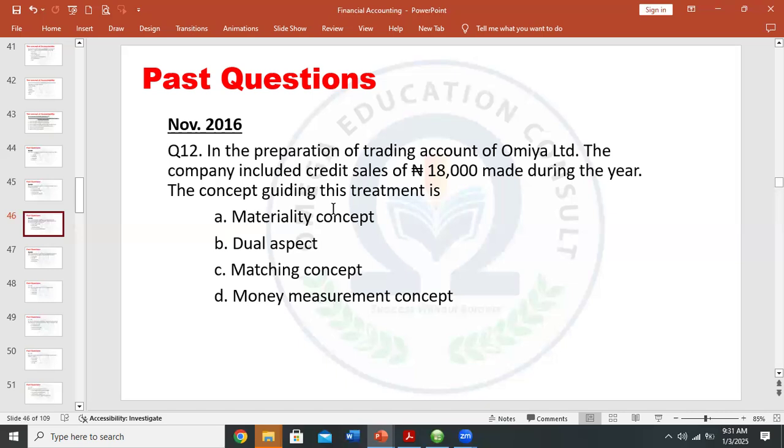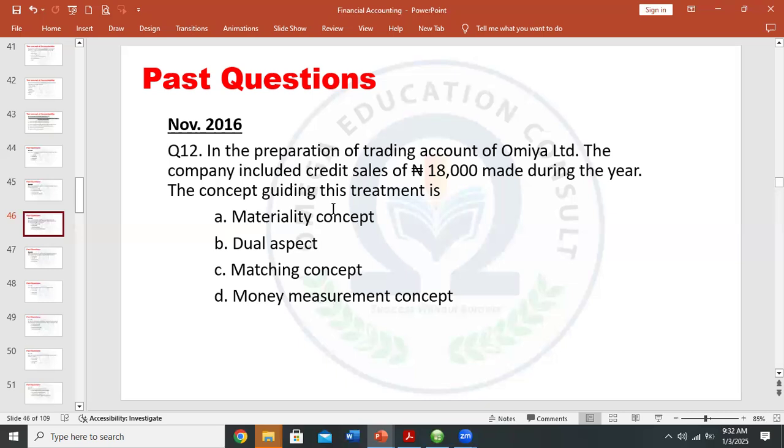Prof. Sandra. Money measurement. Well, I think it's because you see the monetary element here, but if you reanalyze, you see that the company included credit sales that they have not received money for, but because it belongs to that particular year.